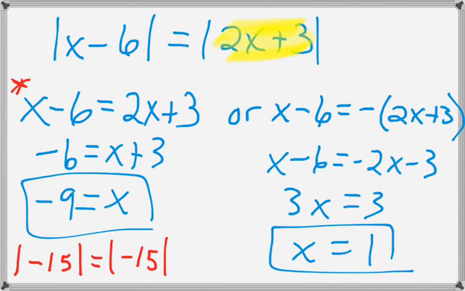If we check our x equals 1 solution, if we substitute 1 for x in the original equation, we have 1 minus 6, so negative 5 on the left. And on the right we have 2 times 1, which is 2, plus 3, which is 5. So this is the case where the two sides are equal because the numbers inside the absolute values are opposites, which is what we wrote here.